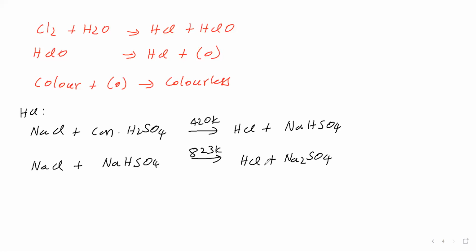Sir, can we prepare HBr by this method? By taking sodium bromide, we cannot get HBr because HBr will undergo oxidation with conc. sulfuric acid and gives Br2. Similarly, sodium iodide gives iodine with conc. sulfuric acid. Sodium chloride gives HCl with conc. sulfuric acid.